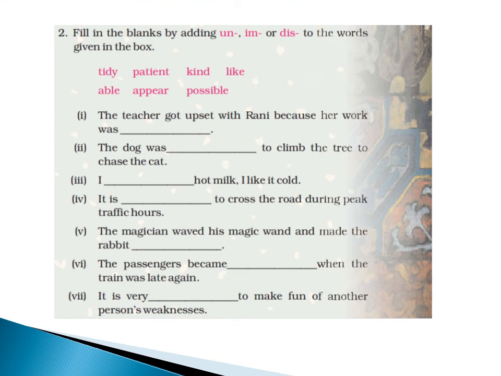There is also one more question. Fill in the blanks by adding un, im, dis to the words in the box. These words are given. We have to use un, im, and dis and use the word in their proper place in the given sentences. So this is the home assignment for this chapter, for this topic.